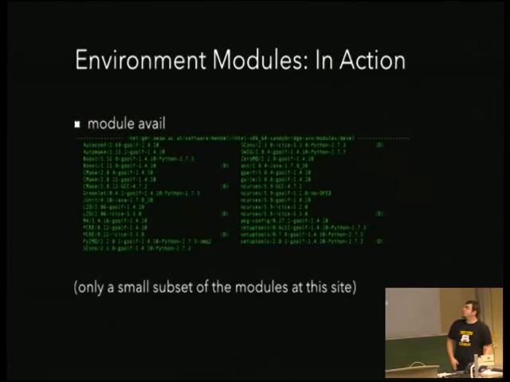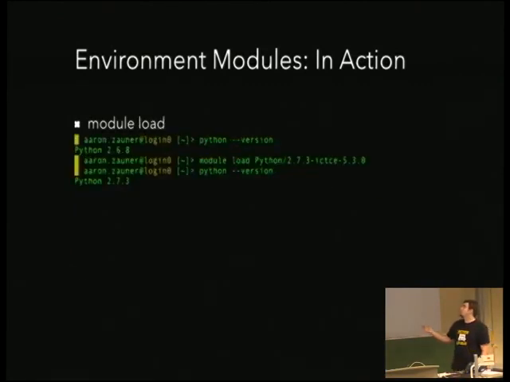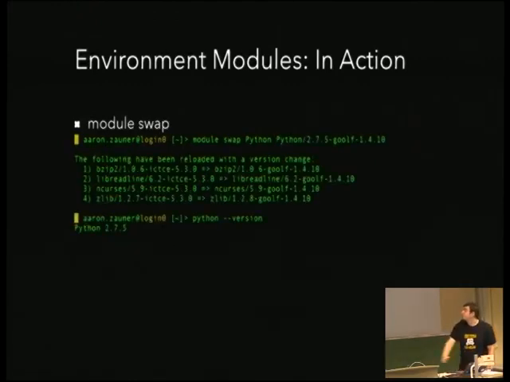So examples. Module avail, this is an example from our site. It's a very small subset of the stuff. If you do module avail, then you see all the different versions of the stuff you can use. If you module load, this is an example with Python, system Python, then I did a module load with a new Python version compiled with an Intel toolchain, and so I have instantly the new version of Python, which won't conflict with the system version. Module swap, for example, swaps the Intel compiled Python with a GNU toolchain, and it nicely prints out which stuff you need to switch. Of course, there's setlib and other stuff in there, which is almost everywhere.